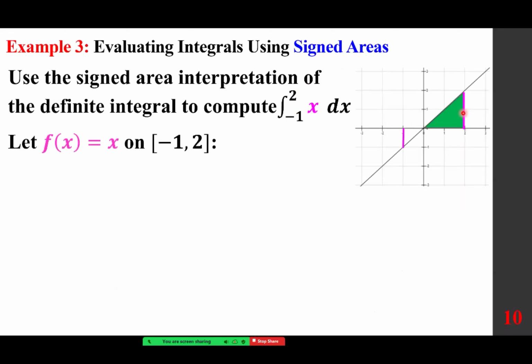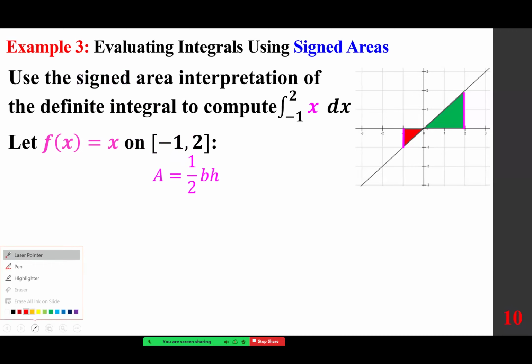This portion, because the function is positive, we have it as positive. This portion is negative. And that's why using the signed area means the difference of the two areas. So you find the area of the green, you find the area of the red, and green minus red is the answer. Notice we are familiar with the shape. It's a triangular shape. Area is 1/2 base times the height.